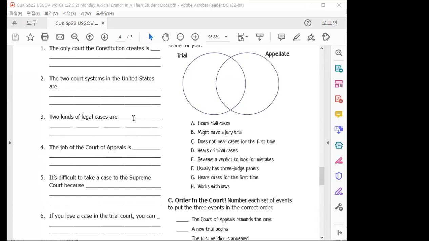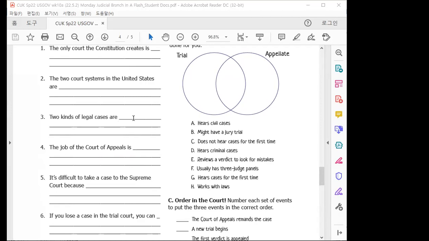The job of the Court of Appeals is... It reviews the court decisions for errors. Correct. Good.